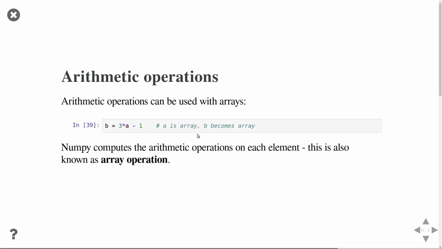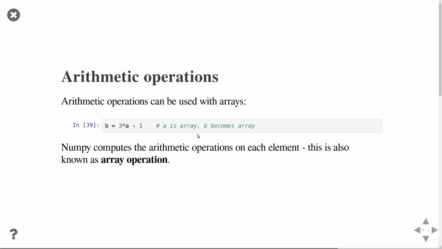Right, so now let's move on. That was all about creating tensors, but now let's do some more interesting array operations. Let's say we have a vector and we want to multiply it by 3 and subtract 1. You can literally write this operation as if it was a floating point value, because Numpy automatically employs so-called array operations. It performs these operations element-wise on your array.